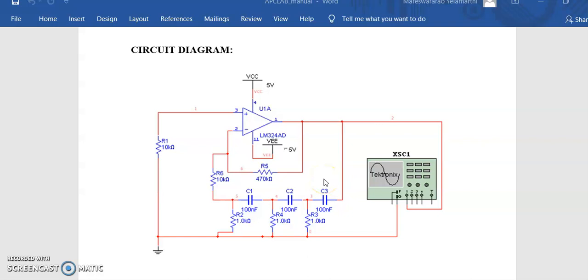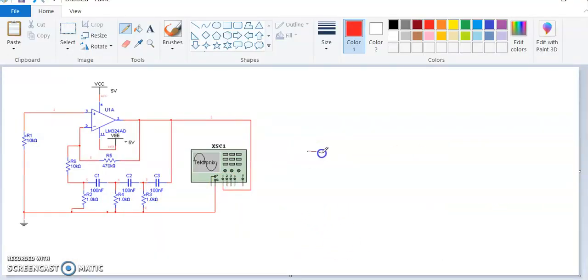In this circuit, we have three RC sections. Each RC section will provide a phase shift of 60 degrees. Normally each RC section will provide a phase shift between 0 and 90 degrees. That means its value is 0 to 90 degrees. Based on the R and C values, its phase shift may vary.